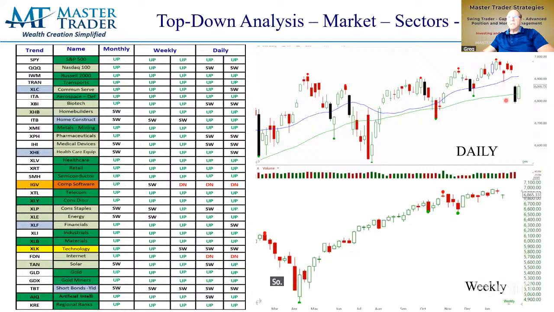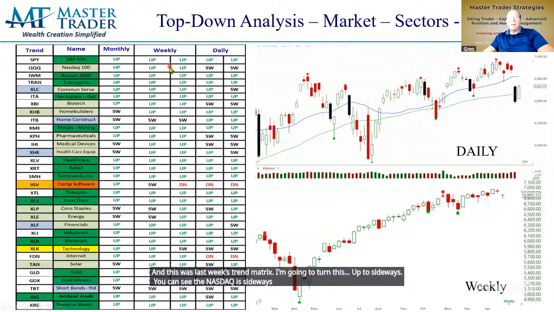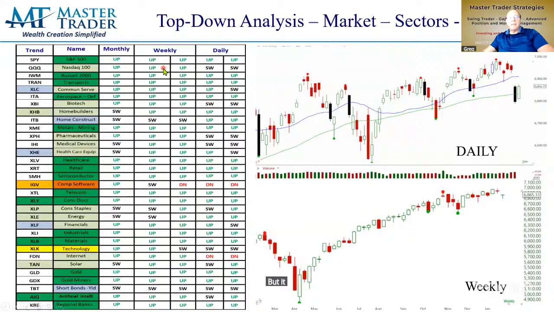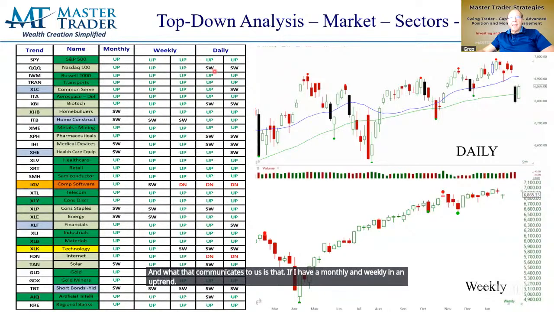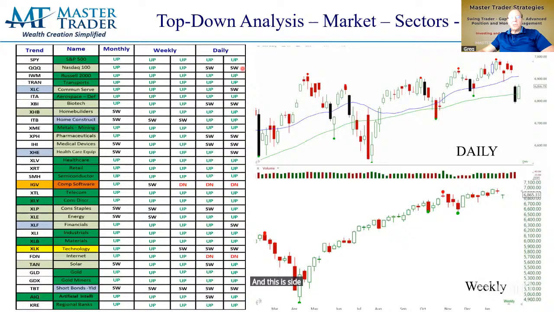So if it looks like this at the end of the week, and this was last week's trend matrix, I'm going to turn this up to sideways. And you can see the NASDAQ is sideways on the daily chart, but it's up on the weekly and the monthly. And what that communicates to us is that if I have a monthly and weekly in an uptrend, and this is sideways, it could turn up.